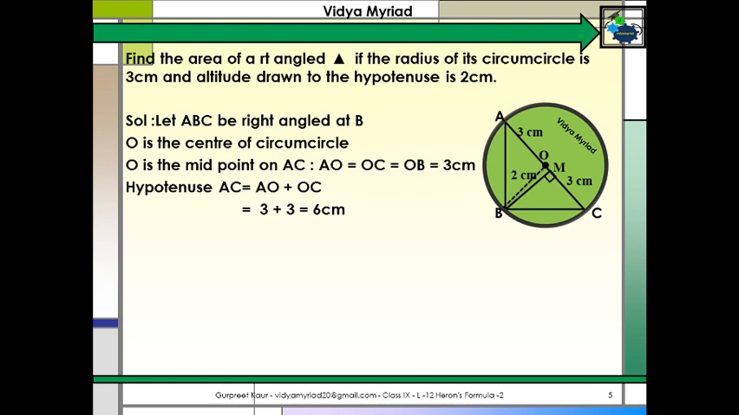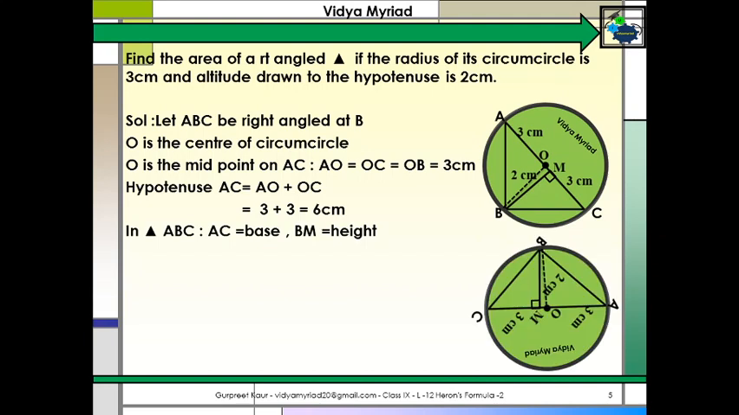Now the hypotenuse is there. I want to know AB or base, but I don't have it. The other formula is half base into height. So let us check what is base and what is height. I have inverted the diagram for you. Look at AC. AC is your base and BM is your altitude, which is 2 centimeters given in the question. So I can simply put it into the formula, half base into height. So half into 6 into 2, which comes to 6 centimeters square.